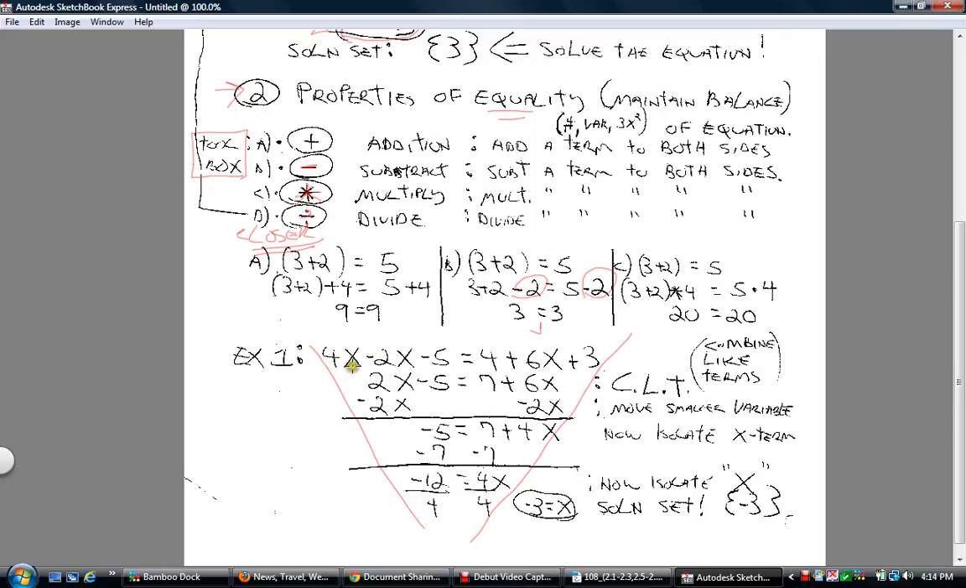4x minus 2x, are they like terms? Here's the requirement. Do you have the same base variable? Yes. Do you have the same exponents? Yes. They are like terms. Take the coefficients 4 and the 2, subtract them. 4 minus 2, result is 2x. Minus 5, look strictly on the left hand side, nothing there, bring it down. Over here, a 4 and a 3, can you combine them? You betcha. There's the 7, you bring down the 6x.